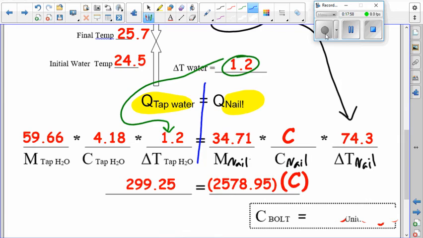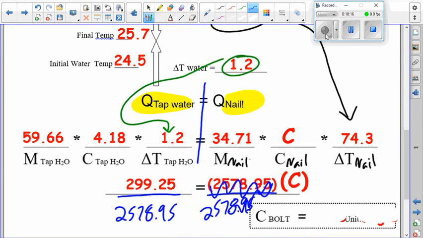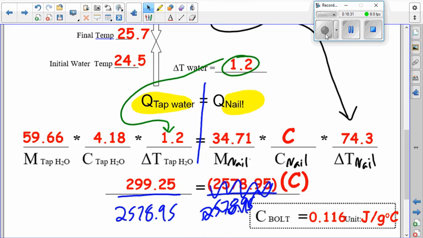I need to divide both sides. So the opposite of multiplication is division. So we got to divide both sides by 2,578.95. These will cancel out. So I get C by itself, and 299.25 divided by 2,578.95 comes out to be 0.116. And what are the units again? Joules per gram degrees Celsius. There we go. We got a nice little box, so Mr. Pilcher knows exactly what to grade.